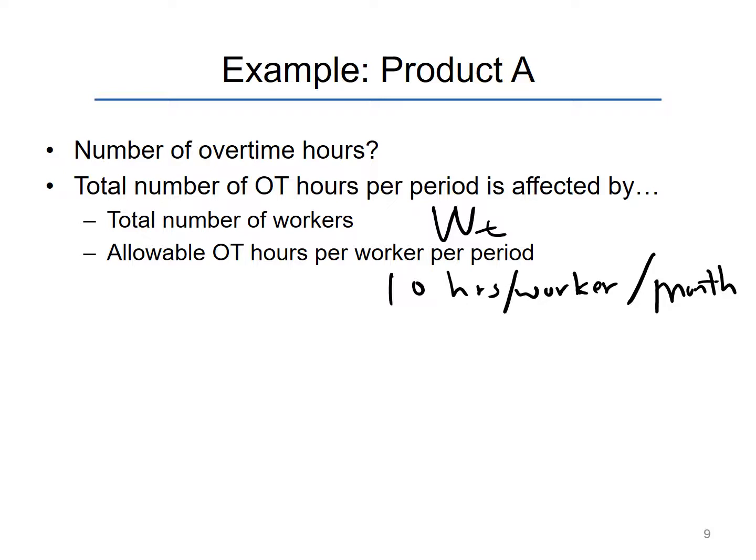So we're actually ready now to write the overtime constraint. OT cannot exceed 10 times WT. Again, you check the units. We have hours on the left hand side. On the right hand side, if you multiply 10 times WT, you're again left with hours per month, or hours per period. On the left hand side, again, it's hours per period as well. So we're done with the overtime constraint. Let's move on to the next constraint.